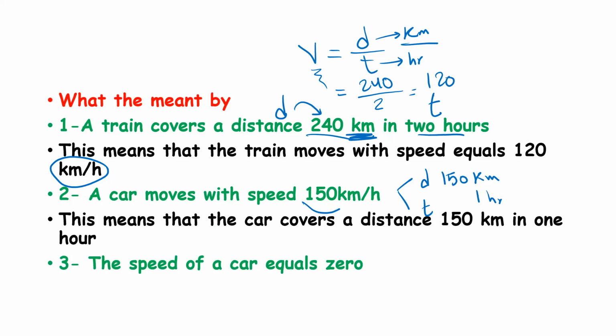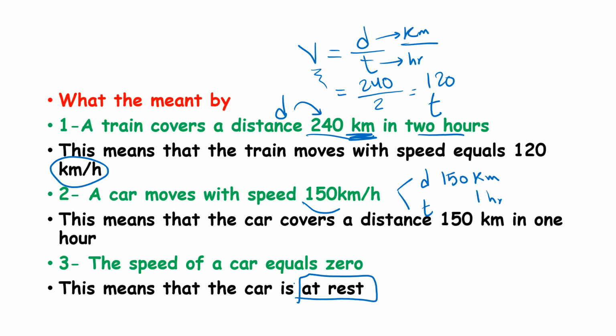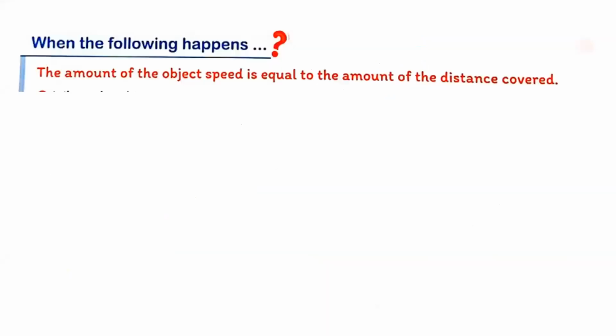Okay, Malak. The speed of a car equals 0. What does it mean? It means that the car is in its static form. It doesn't move. Excellent, very good. It means that the car is at rest. It is not moving. We are using this word, at rest. It means it is not moving. For example, the car is parking or whatever.